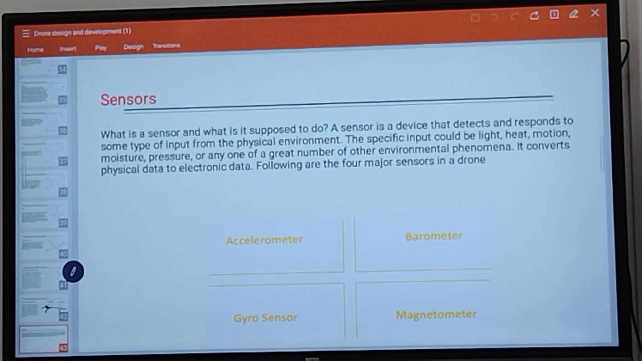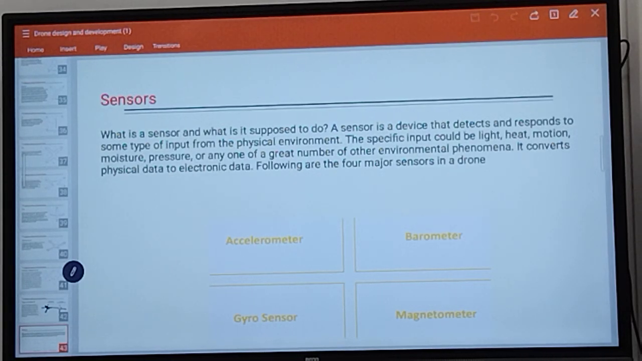Then sensors. In the last slide we have seen that there are four sensors: accelerometer, barometer, gyrometer, and magnetometer. What is a sensor? You know there are temperature sensors, humidity sensors. Different sensors we are using. What is a sensor and what is its purpose?